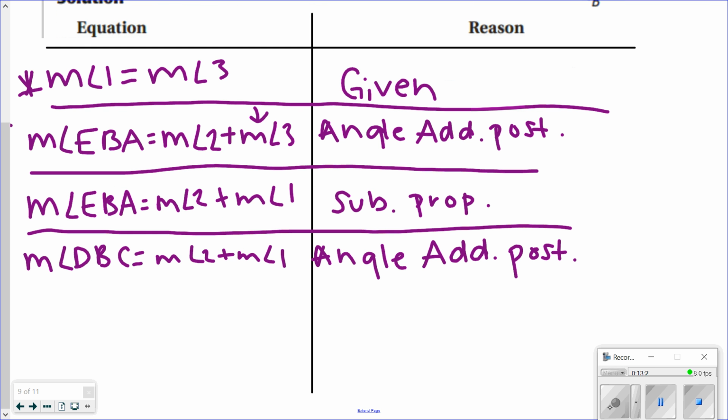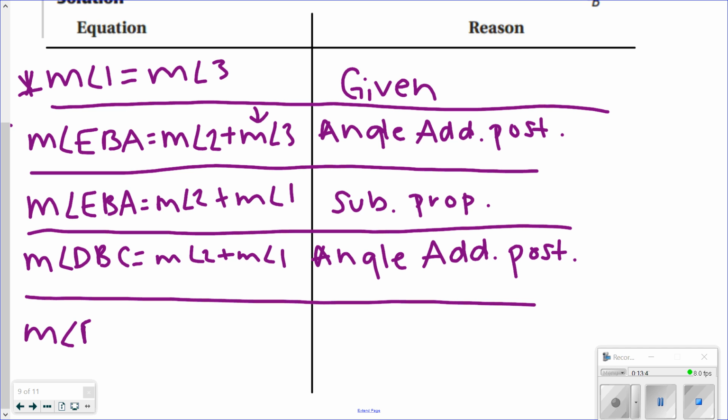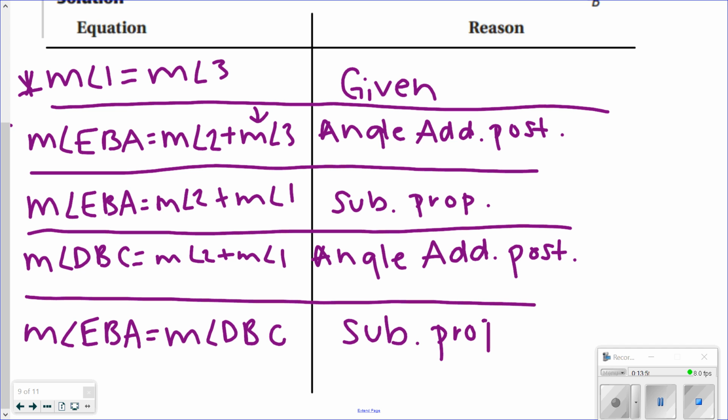And now let's look at steps 3 and 4. I have written the measure of angle EBA is equal to the measure of angle 2 plus the measure of angle 1. And I also have written down that the measure of angle DBC is equal to the measure of angle 2 plus the measure of angle 1. Those are the same thing. So therefore, I just proved that the measure of angle EBA is equal to the measure of angle DBC by substitution. And I'm done.